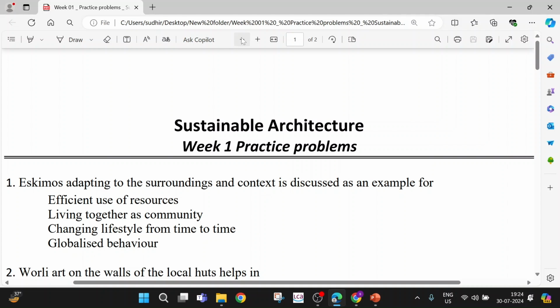Eskimos adapting to the surroundings and context is discussed as an example for option A, efficient use of resources, B, living together as community, C, challenging lifestyles from time to time, and D, globalized behavior. So based on that, which will be the most suitable answer for this question?